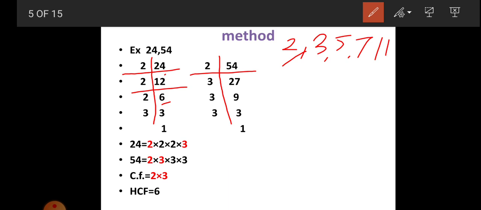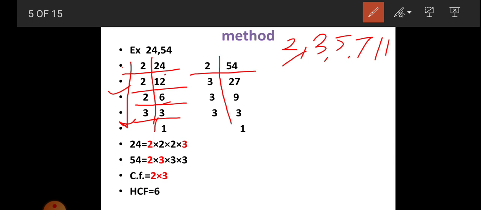Again this 6 by 2. So 2 threes are 6. Now 3 is a prime number, so 3 is divided by itself only. So 3 ones are 3. So these are the factors of 24. So we write the factors of 24: 2 into 2 into 2 into 3. Means 2 twos are 4, 4 twos are 8 and 8 threes are 24.